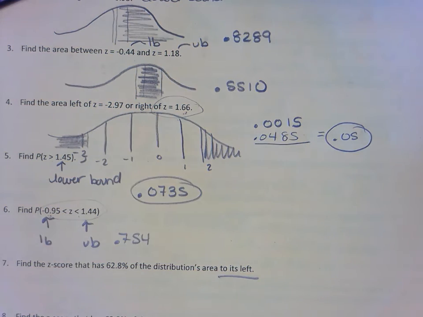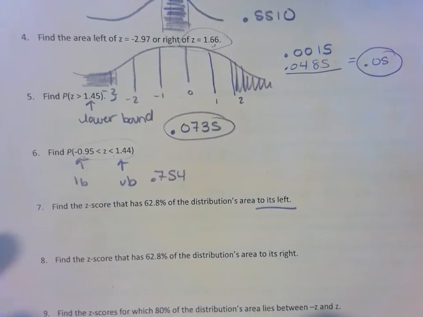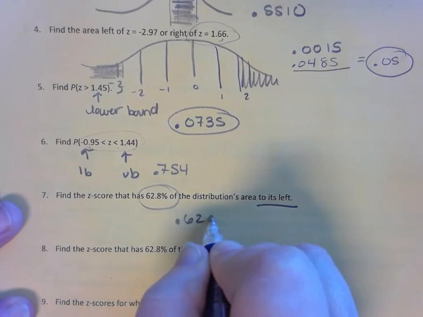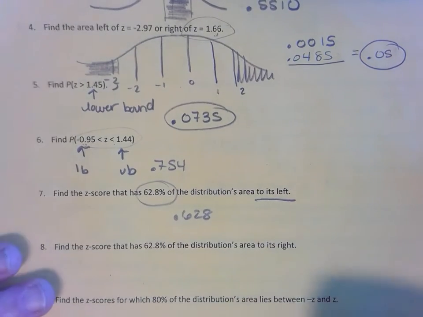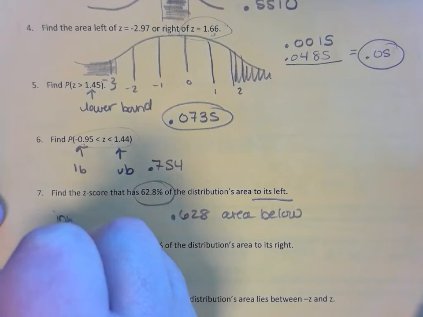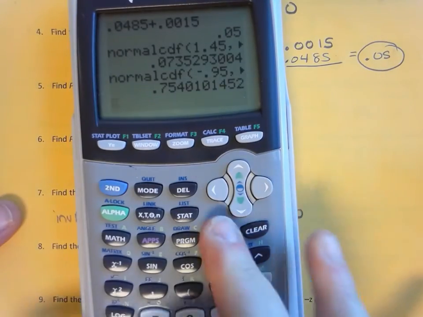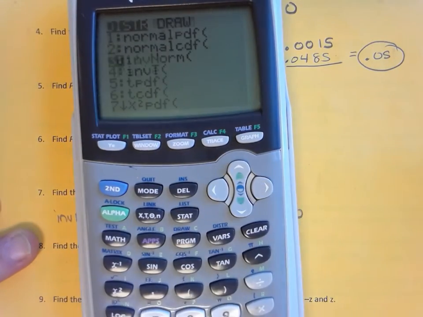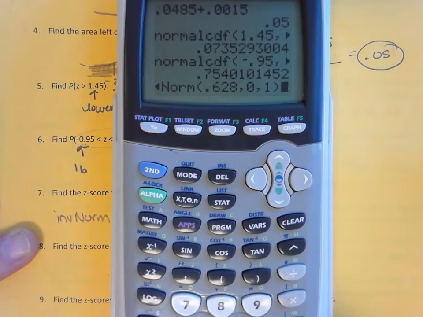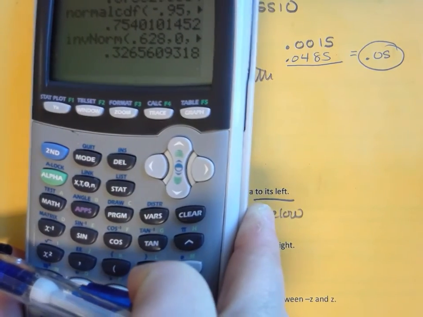Okay, find the z-score that has 62.8% of the distribution to its left. So this is what we're always using right here. This is 0.628. That's our area below, right? So we're going to use our inverse norm. So I'm going to do second vars and go to option 3, and the area is 0.628. And that gives me a z-score of 0.3266.